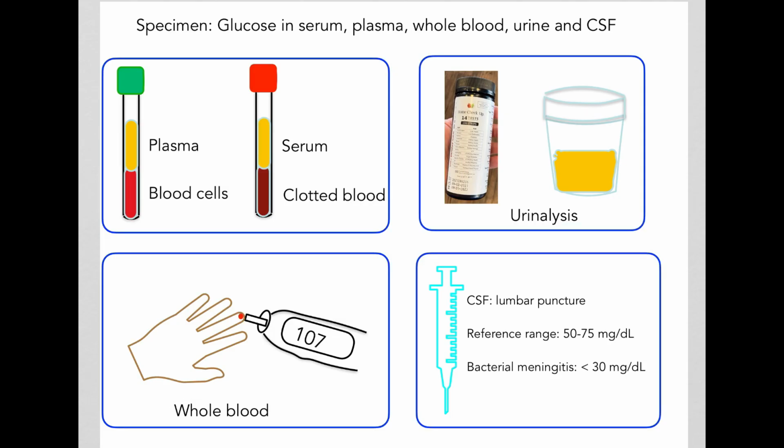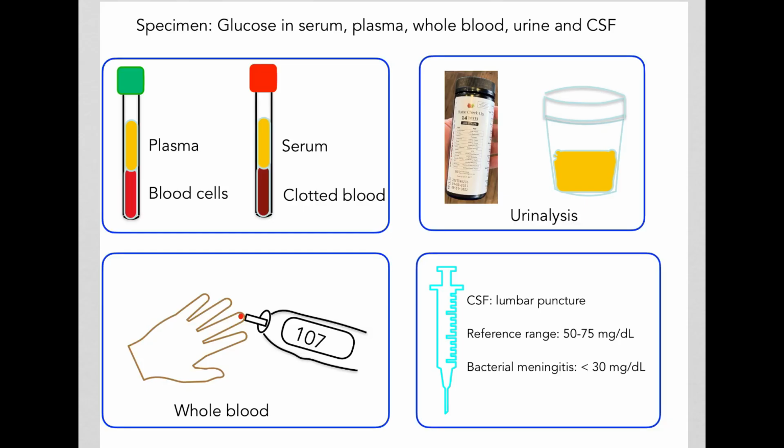Now, glucose can also be measured in the urine. This is part of urinalysis. Normally, there should not be any glucose present, but if the glucose concentration in the blood is very high, greater than 180, then the glucose is excreted in the urine. And in that case, when the dipstick is dipped into the urine, the pad changes color, indicating there is glucose present.